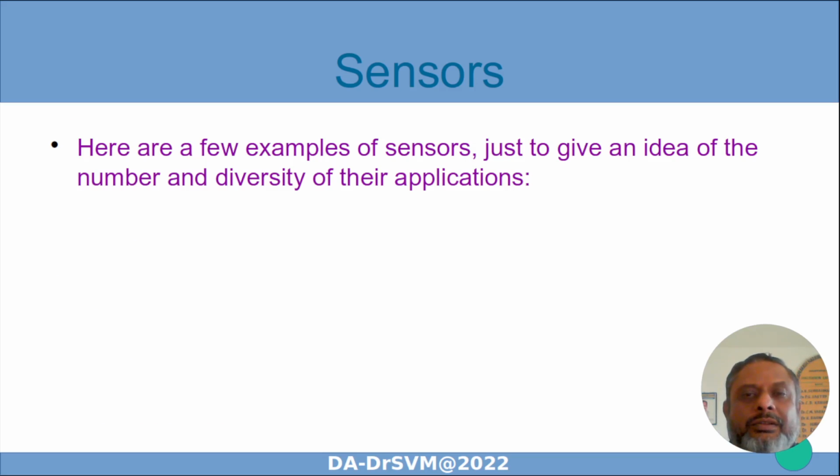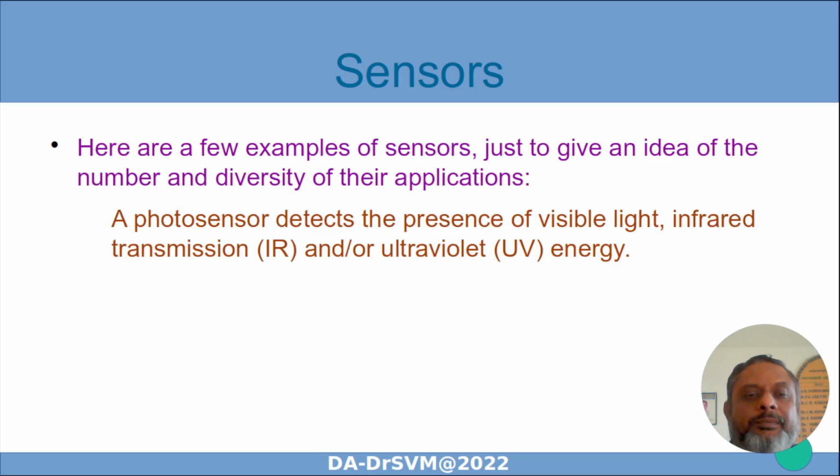Some examples, if you want to know, just to get an idea how diversely these can be applied. A photosensor is a device that detects the presence of visible light, infrared light, or even ultraviolet energy. So it can be used for visible light. A photodiode or phototransistor can be used for infrared, like IR detectors. Even we can use it for ultraviolet UV energy.